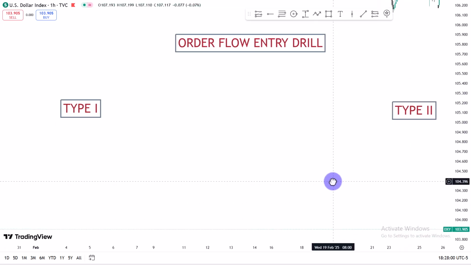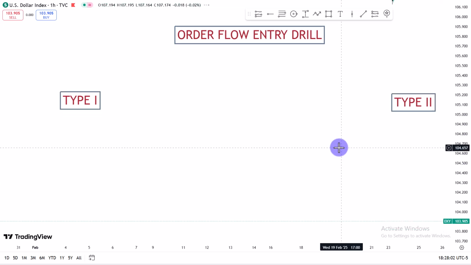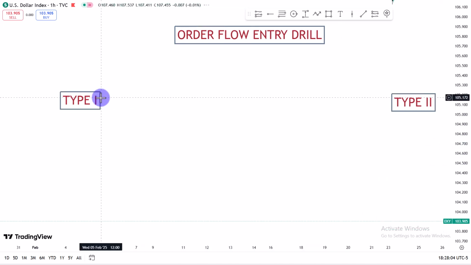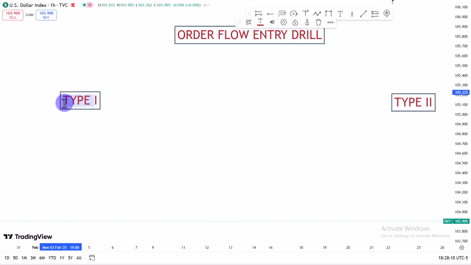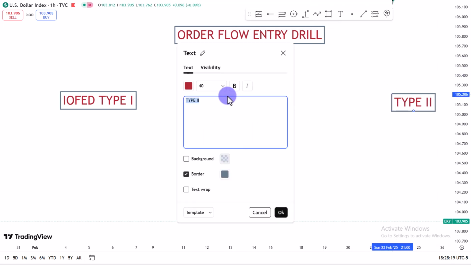So basically, there are two types of order flow entry drill. The first is called the institutional order flow entry drill type 1, or I simply call it the IOFED type 1. Then the other one is the IOFED type 2.